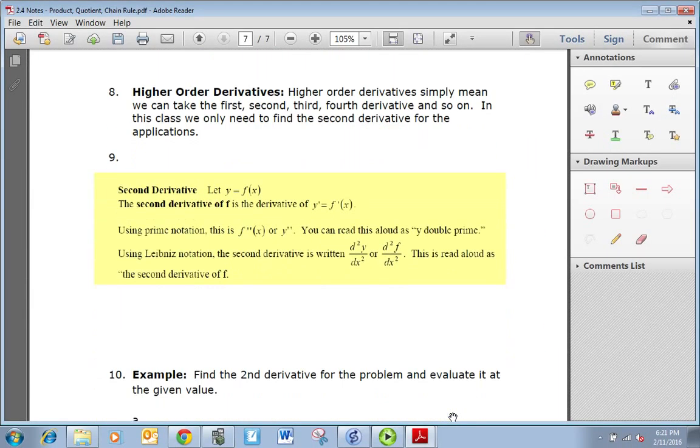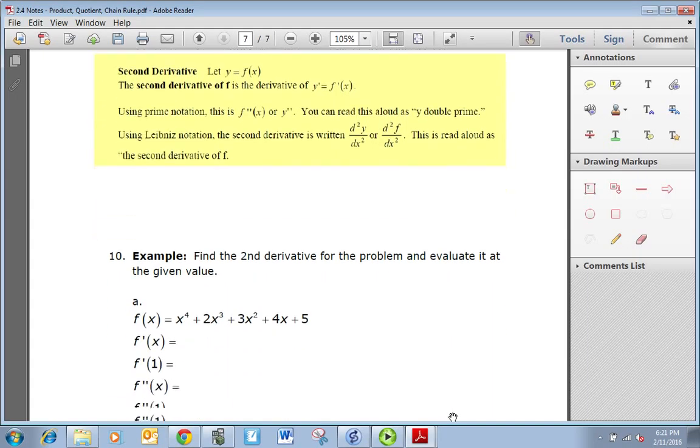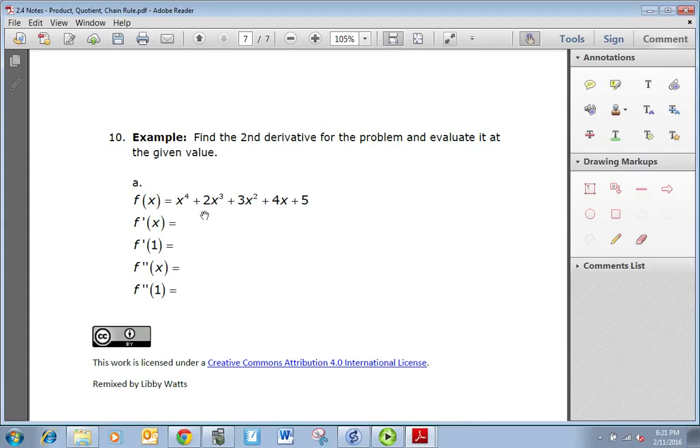All right, higher order derivatives mean that we can take the first, second, third, fourth derivative, and so on. In this class, we only need to find the second derivative for the applications we're going to be doing. So to find the second derivative, you have to start by finding the first derivative. For the first derivative here, it's going to be 4x cubed plus 6x squared plus 6x plus 4. The second derivative would be the derivative of that, so 12x squared plus 12x plus 6.